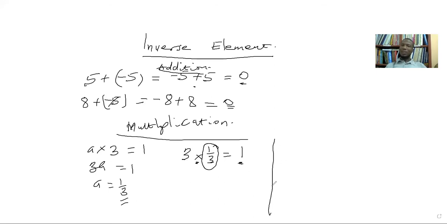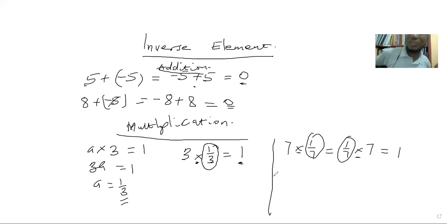We can do the same for another number. Let's say 7 times 1/7. That will be the same as 1/7 times 7, and that will give us 1. So since 1/7 is combined with 7, under multiplication to give us the identity element under multiplication, we will say that 1 over 7 is the inverse of 7. Are we okay?